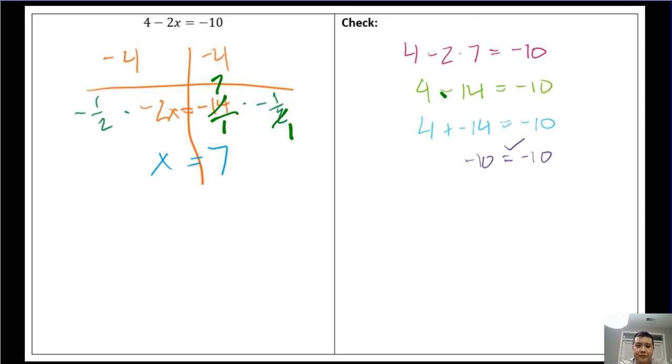And then we check it. 4 minus 2 times 7. We do the 2 times 7, which is 14. 4 minus 14, same thing as 4 plus negative 14, which is negative 10. So therefore, we did it correctly.